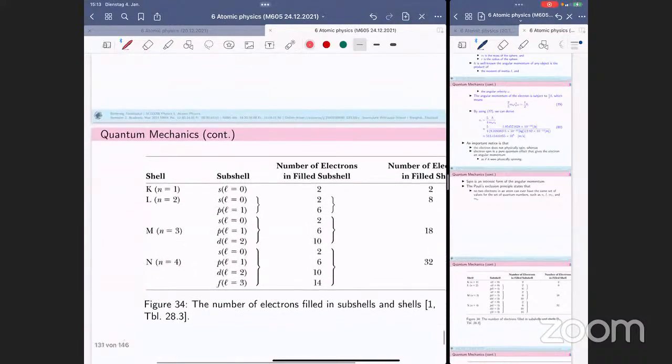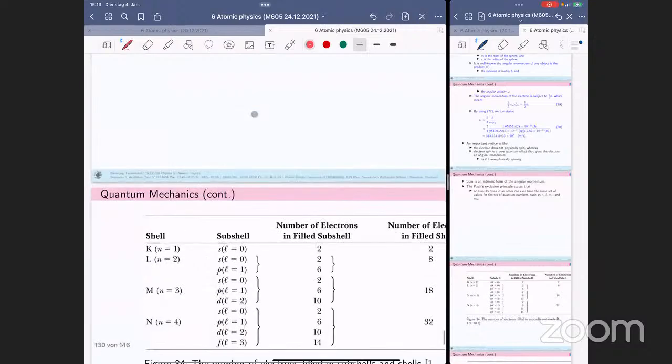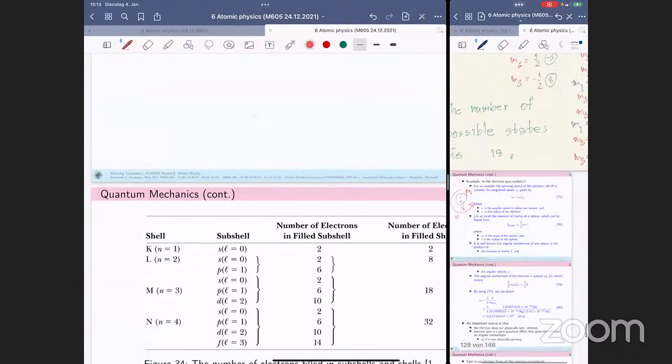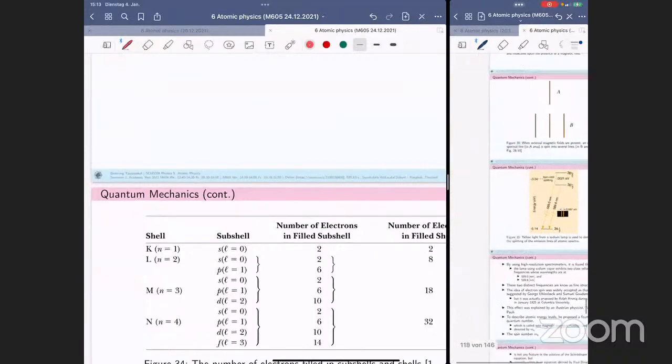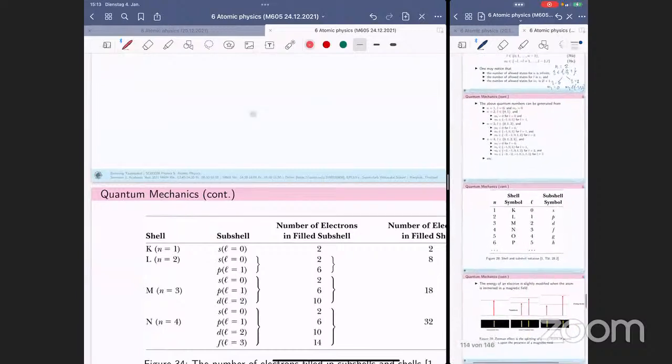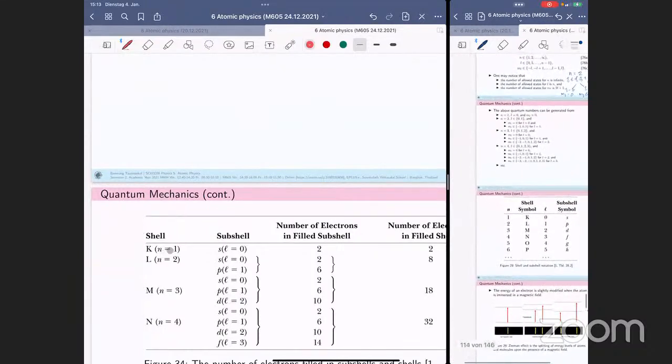Okay, let's get back to the story about quantum mechanics. You have already seen K, L, M, N, O, P, and that's the shell state, the shell number. Here is the shell symbol, and here is the subshell symbol.